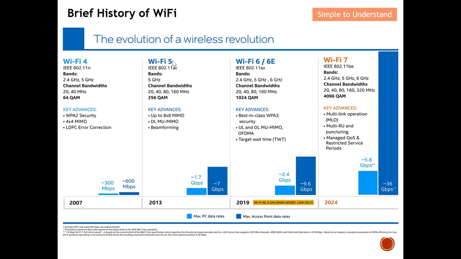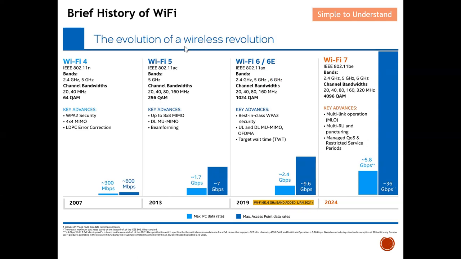You can see that Wi-Fi 5 increased the channel bandwidth. For Wi-Fi 4, the maximum channel bandwidth is only 40 MHz. But for Wi-Fi 5, the channel bandwidth increased to 80 MHz and also 160 MHz. In short, when you increase the bandwidth, you can send more data, which means better throughput and a higher data rate. Another key improvement in Wi-Fi 5 is that it supports a higher level of QAM, 256 QAM.